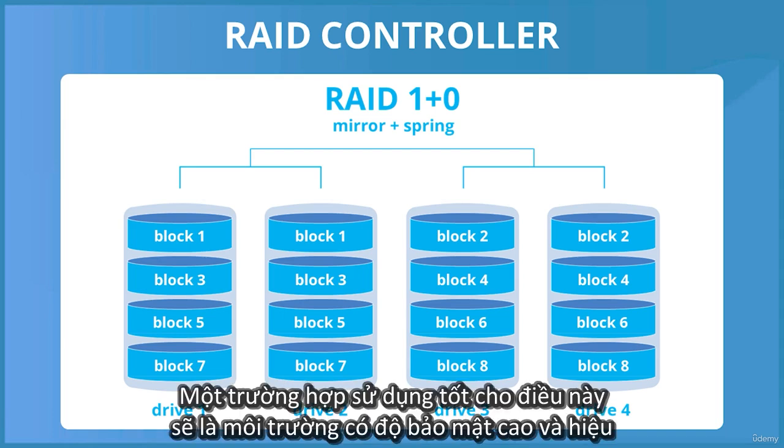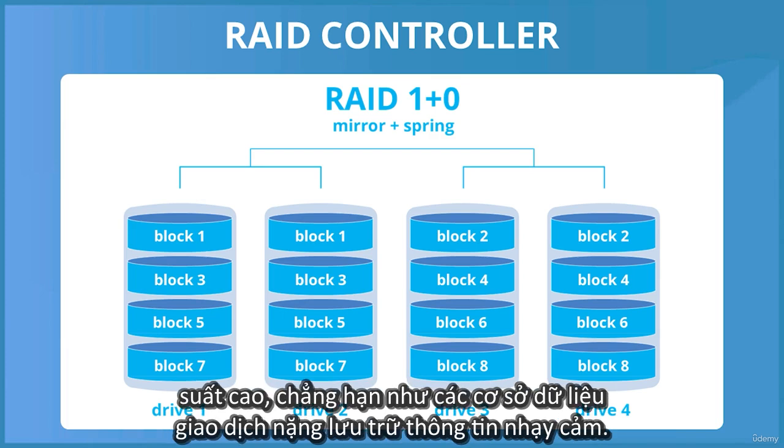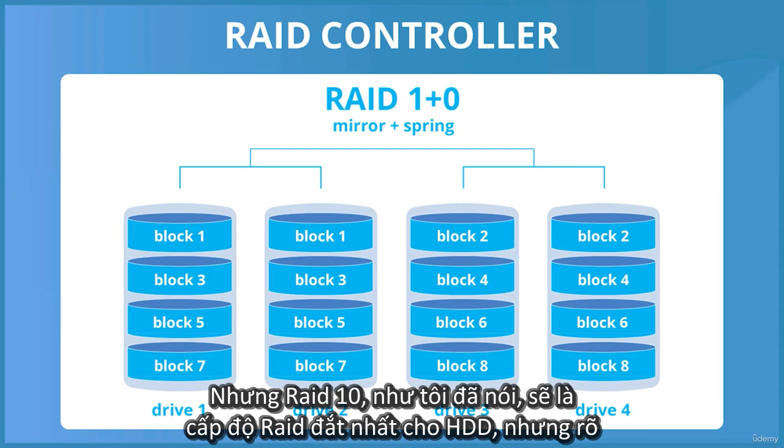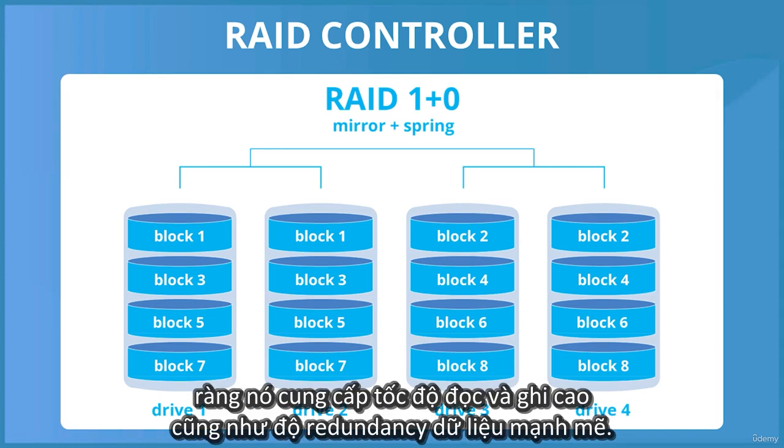A good usage case for that would be high security and high performance environments such as intensive transactional databases storing sensitive information. But RAID 10 is, like I say, going to be the most expensive RAID level for HDDs. But obviously it offers high read and write speeds as well as strong data redundancy.